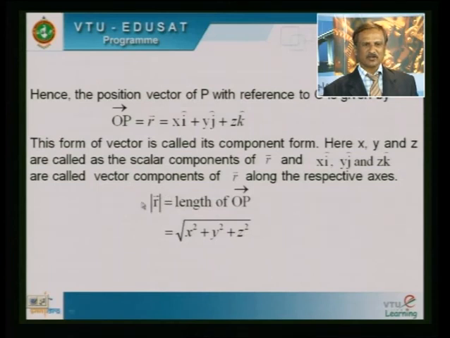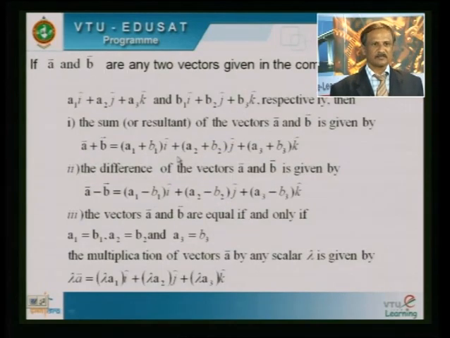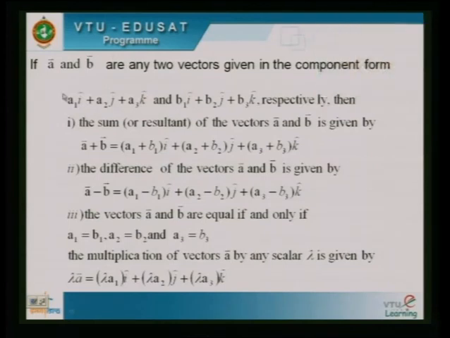How do you calculate the length? Modulus of R is equal to the length of OP, which is equal to the square root of X square plus Y square plus Z square. Is it clear? So for example, if this is the given vector and they ask you to calculate its length, simply observe the coefficient of i, coefficient of j, coefficient of k. Then you can find X square plus Y square plus Z square. That is the length of the vector. Or we can say that if A and B are any two given vectors.